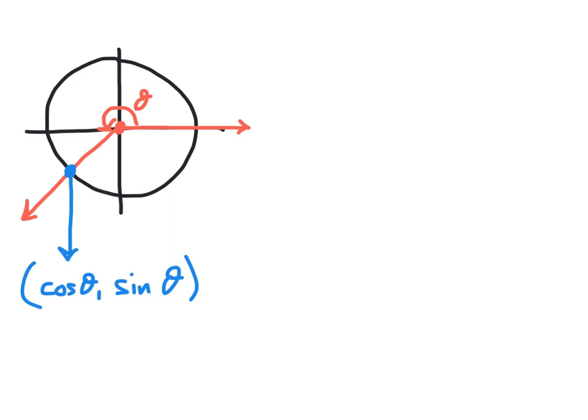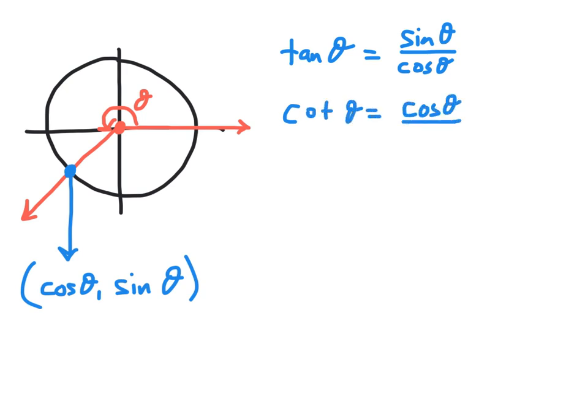Once we've established the sine and cosine of theta, we can define the remaining four trig functions using properties that we know they satisfy for acute angles. For example, we know that the tangent of theta for acute angles using right triangle trigonometry is sine of theta divided by cosine of theta. Using the unit circle, we're simply going to define the tangent of theta to be this ratio, sine theta divided by cosine theta. Similarly, we're going to define the cotangent of theta to be the cosine of theta divided by the sine of theta.